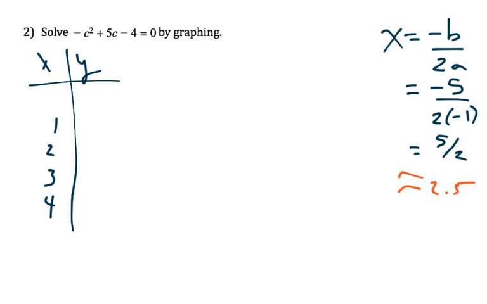So 1 plugged in gives me -1, plus 5 gives me +4, minus 4 gives me 0. Now that's a good find. 2 squared gives me 4, make it negative, becomes -4, plus 10 gives me +6, minus 4 is 2. 3 turns into -9, plus 15 is +6, minus 4 is 2.